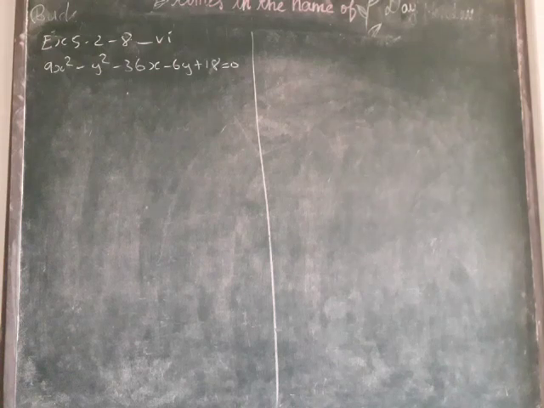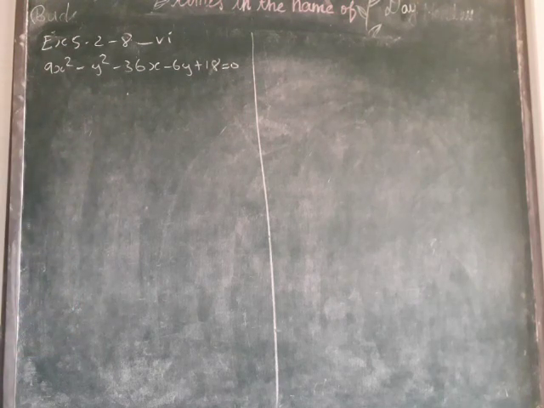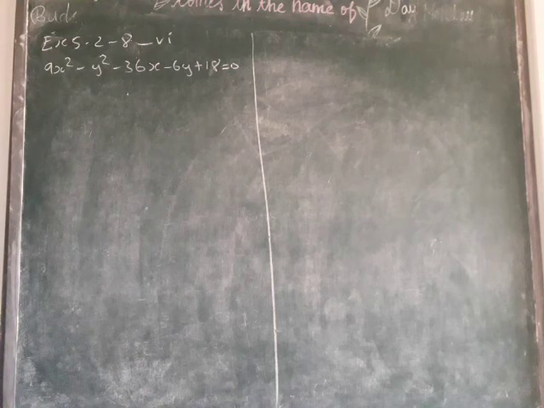So now they are asking to find the vertex and the focus of the hyperbola. They give the equation of the hyperbola. Sometimes they don't mention whether it is a hyperbola or an ellipse, they just use the words "find the vertex and focus of the conic."